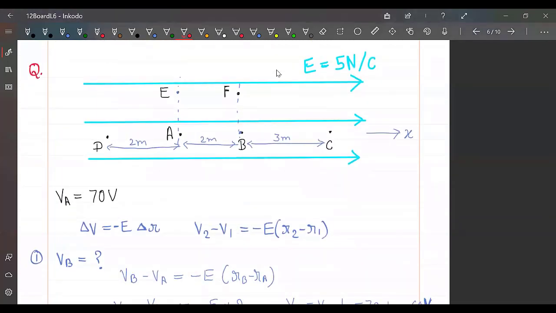After this, let us do a question. A uniform electric field is given, magnitude is 5 Newton per coulomb, and potential at A is given as 70 volt. You have to find the potential at points B, C, D, E, F.